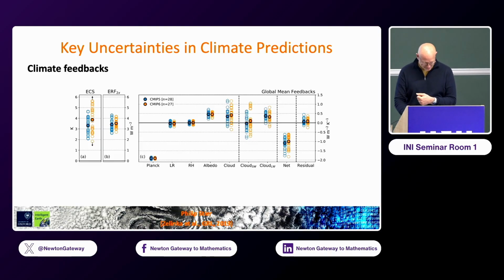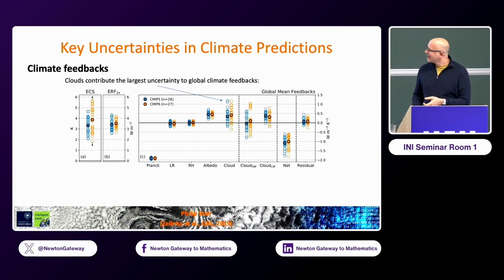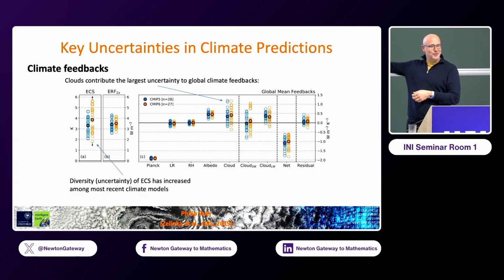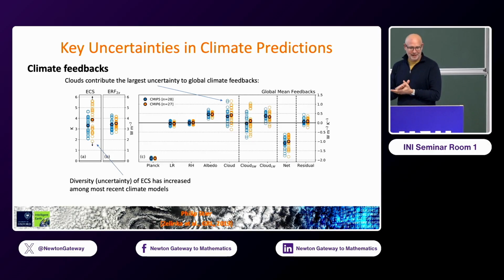So you hear a pattern from what I say. The diversity from clouds is contributing a lot to this, and the uncertainty has gone up. And just as a side note, the Met Office model is actually one of the models that got really warm, so it's very much at the top of that chart.